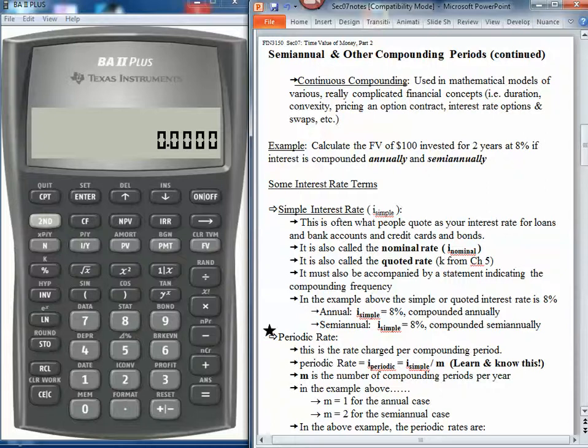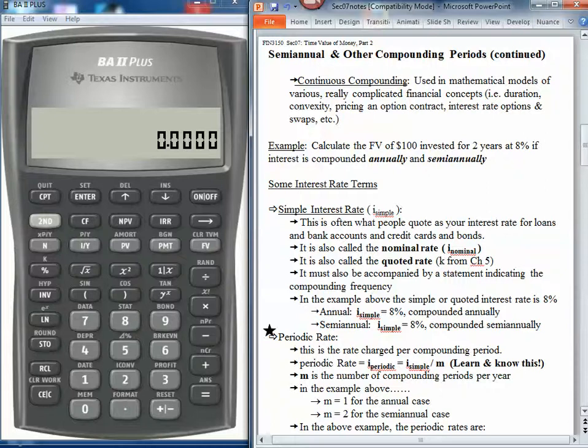and it's difficult to explain how continuous compounding works to the average consumer. So let's take a look at an example that we'll revisit several different times, where we take $100 invested for 2 years at 8%, and we want to find the future value of that amount, assuming these different compounding periods.